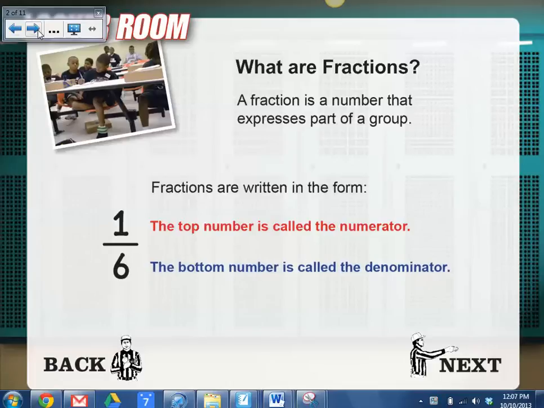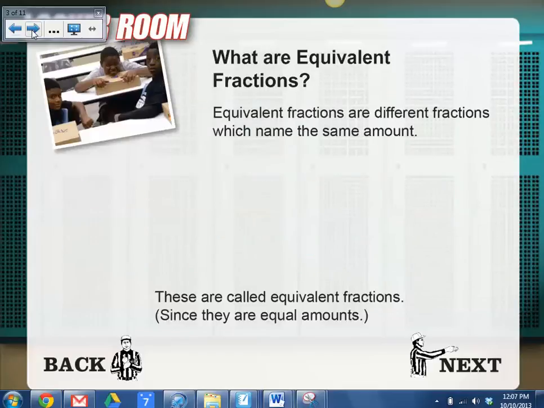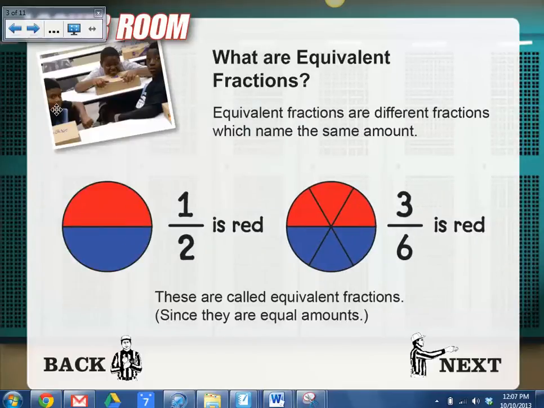So fractions are written in this form. If I have 1/6, the top number is called the numerator and the bottom number is called the denominator. So that means I have 1 out of 6 pieces. So again, that's just quickly what fractions are. What we're talking about today specifically are equivalent fractions.